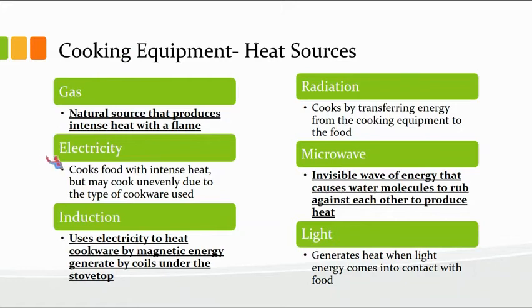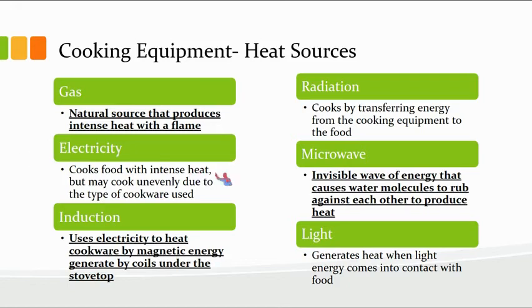Electricity is probably going to be the more common one that you guys have at home. This is very common in homes and then smaller kitchens, not really much of the commercial kitchens. So we're going to cook food with intense heat. The downfall of it is that it might cook a little unevenly due to the type of cookware used. So if your pots and pans aren't the greatest and they're made of really cheap material, they're not going to cook your food the greatest. So you just want to make sure that you do kind of invest in a nice set of cooking utensils.